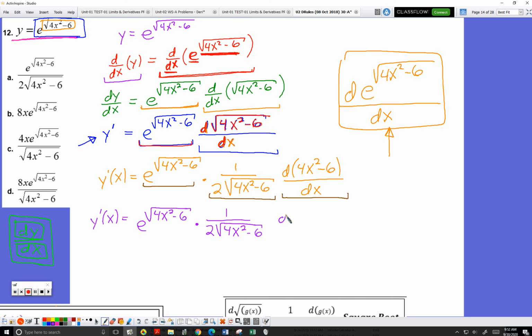So here I'm going to have d of 4x squared over dx, subtract d of 6 over dx. Please make sure you recognize that on this line we had 1, 2, 3 factors being multiplied. Therefore, on the next line, we still have to have 3 factors being multiplied. That means we must have a set of parentheses here. So we still have 1, 2, 3 multiplying factors.